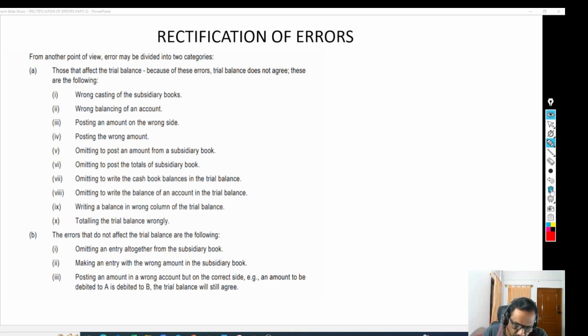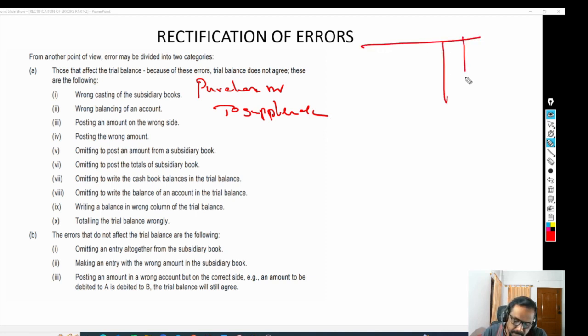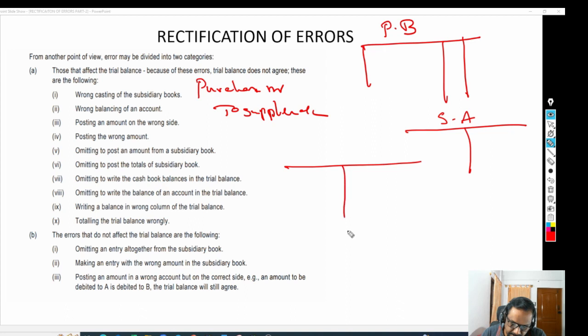How is a purchase entry going to impact? Tell me, what entry do we write for purchases? Purchases debit, supplier account credit. This is the entry we write for purchases. If I am maintaining subsidiary books, what will I do? This is the purchase book, PB. This is the supplier account, SA. This is the trial balance, this is debit, this is credit. And this is the purchase account.